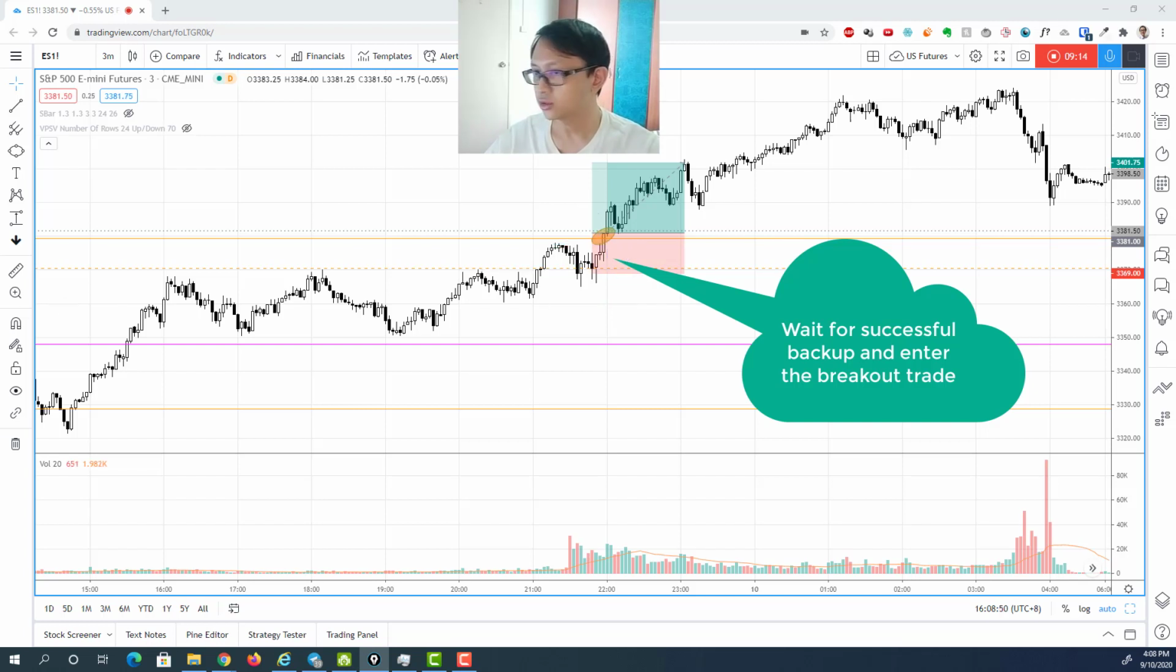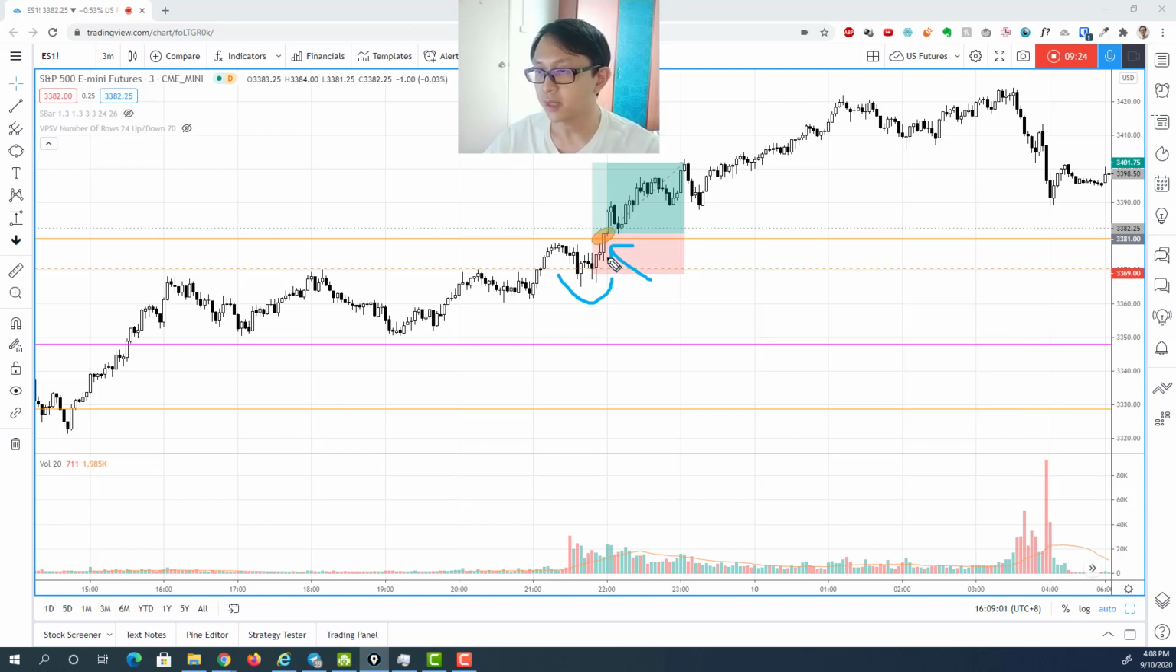So I always like to take this kind of breakout after the backup action is successful, because the winning rate will be a lot higher. It actually makes a lot of sense, because when you first break out, it attracts quite a lot of supply, so you can expect a reaction to test the level. If the supply level is really strong and high, then it will push the price back inside the range, and it becomes a failed breakout trade. So we just need to be aware of this scenario.